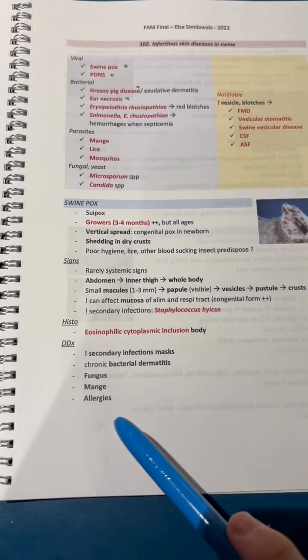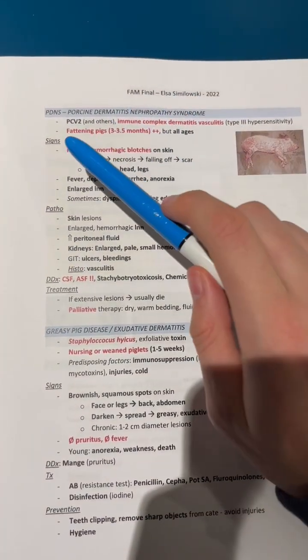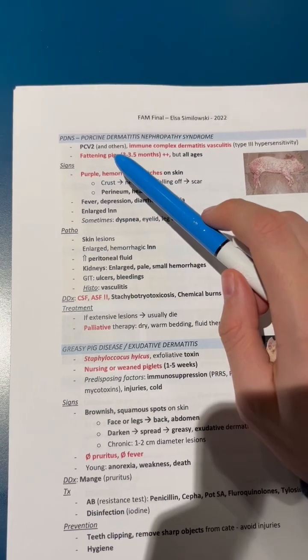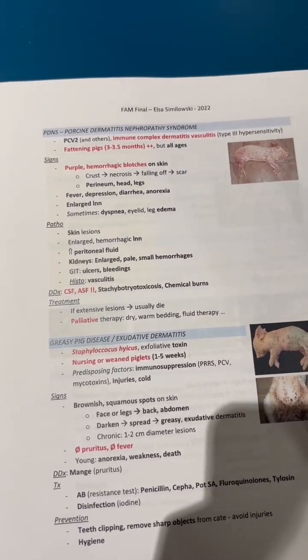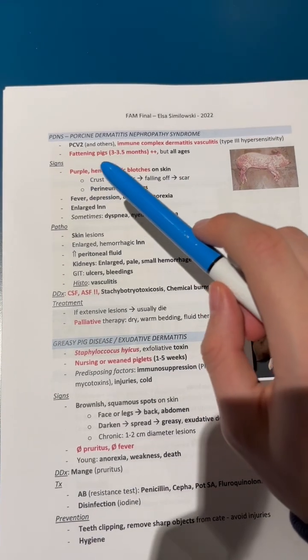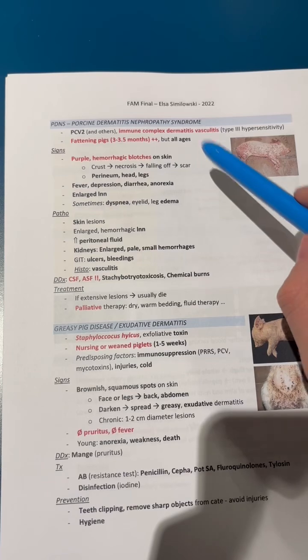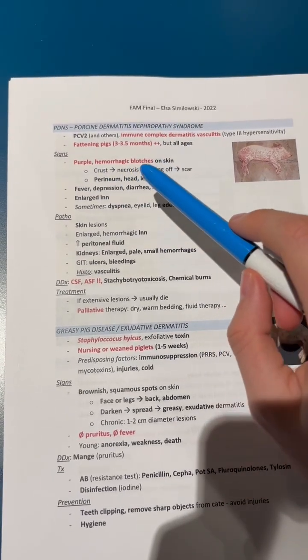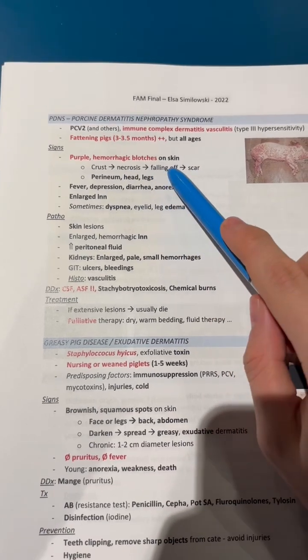For porcine dermatitis nephropathy syndrome, caused by porcine circovirus 2, it causes an immune complex dermatitis vasculitis, which is a type 3 hypersensitivity. It occurs in fattening pigs around 3 to 3.5 months old, but it can occur in all ages. The signs are purple hemorrhagic blotches on the skin. It starts off as a crust and then leads to necrosis, a falling off, and it becomes a scar.